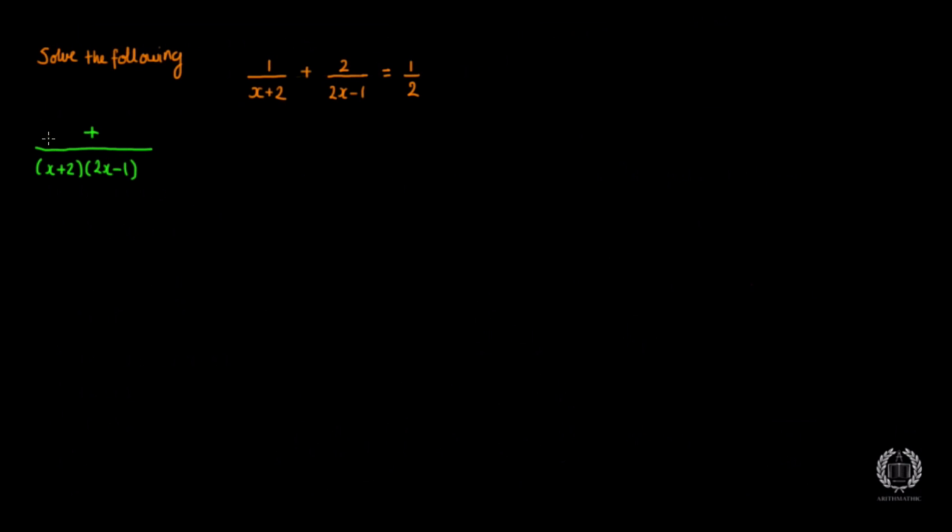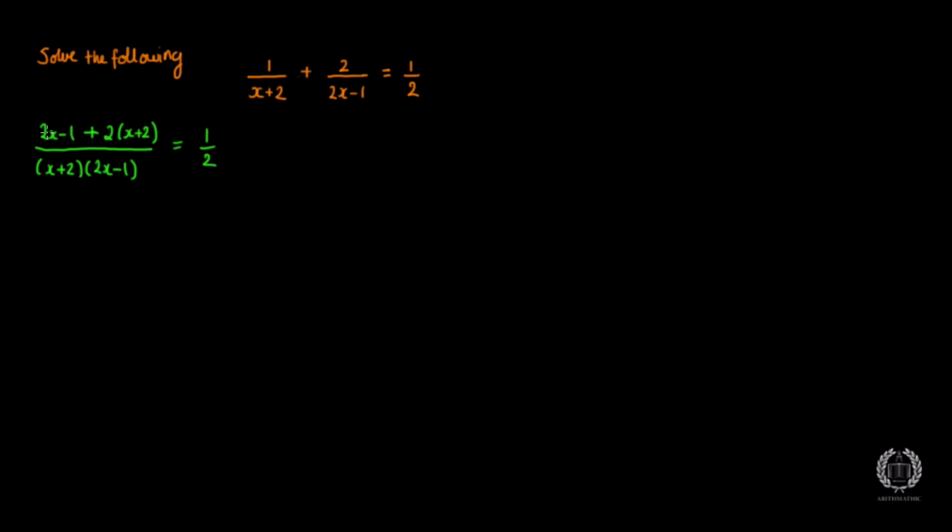And now we have plus because we have plus here. To get this side of the equation, we're going to cross multiply 1 by 2x minus 1. Anything times 1 is just going to be 2x minus 1. And to get this side, we cross multiply 2 by x plus 2, so we do 2 times x plus 2. And then we keep the equals half.